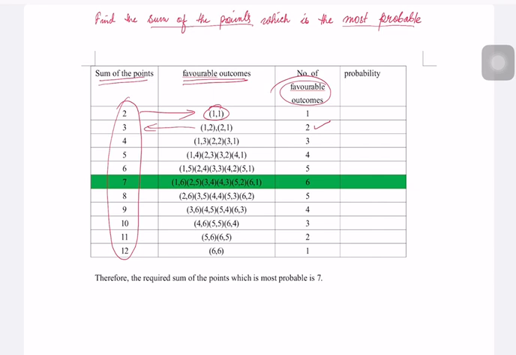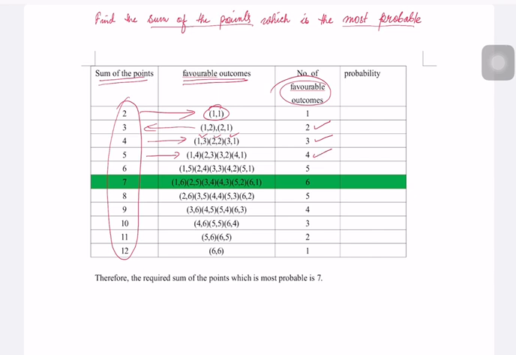Now let us look at the sum 4. How many are there? 1 plus 3, 4, 2 plus 2, 4, 3 plus 1, 4. So how many? 1, 2, 3. So we have 3 favorable outcomes. Now let's see for the sum of 5. 1 plus 4, 5. 2 plus 3, 5. 3 plus 2, 5. 4 plus 1, 5. How many possible or favorable outcomes is it? 4. Now let us find out in this pattern.